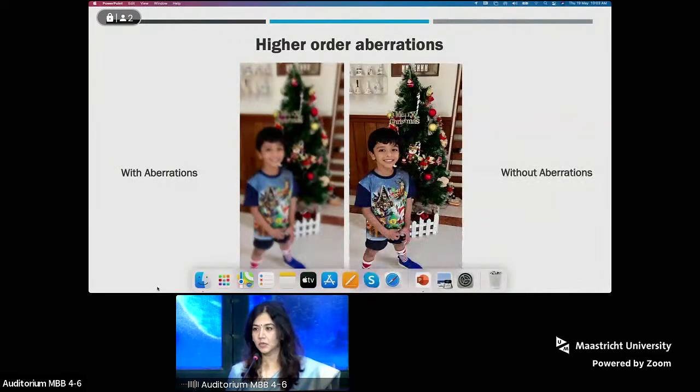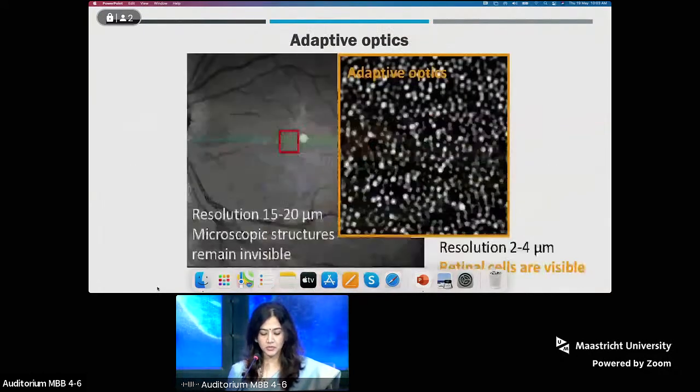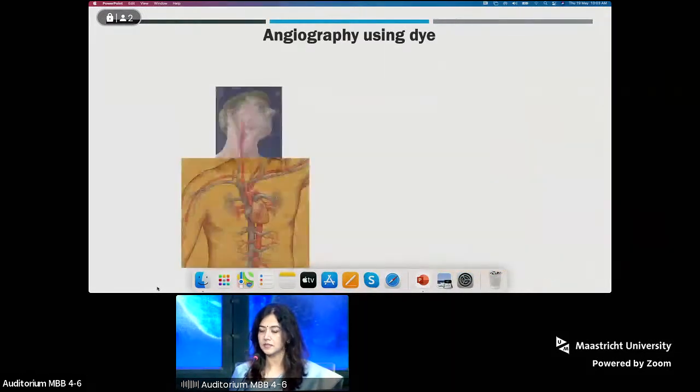As you can see, the little boy here, my son, you can see the image on the left with the aberrations. You can't make out the facial description. You can't see the Merry Christmas or the decorations on the Christmas tree. But once the aberrations are corrected, it's a perfect image. So adaptive optics was originally a component added to astronomical telescopes to rectify the loss of resolution from atmospheric irregularities. This has been adopted by ophthalmologists in imaging of the retina at cellular resolution, leading to revolutionary changes in our understanding of retinal diseases.